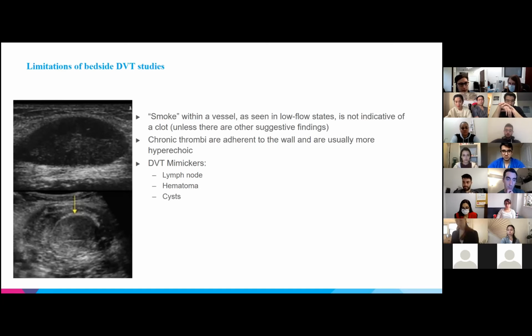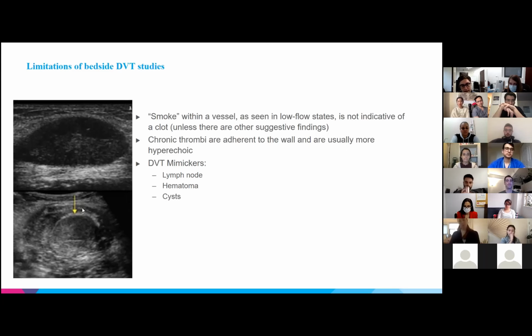But the chronic thrombi will tend to be a little bit more hyperechoic because as the body tries to dissolve it. And then some of the DVT mimickers, so we have two pictured on the left. A very common DVT mimic will be a lymph node where you'll see an area of darkness with a brighter spot in the middle. And the difference with this is that this will go in and out of view of your screen very quickly, whereas if it was a clot within a vein, the vein structure wouldn't disappear right away.